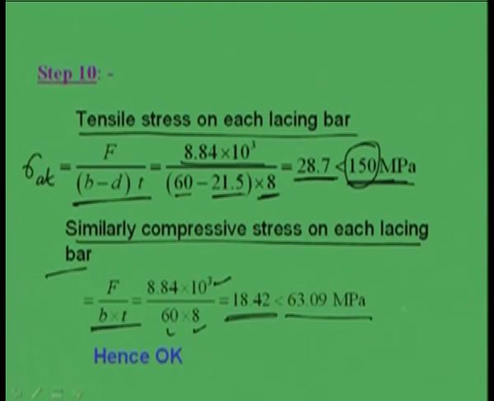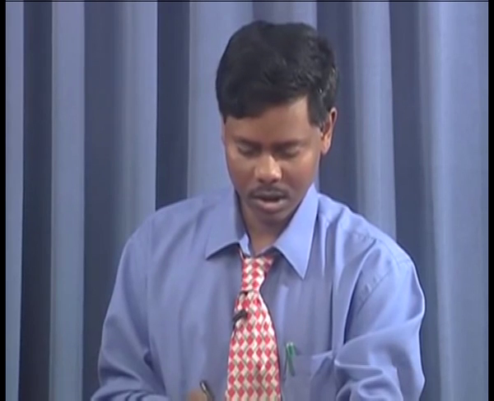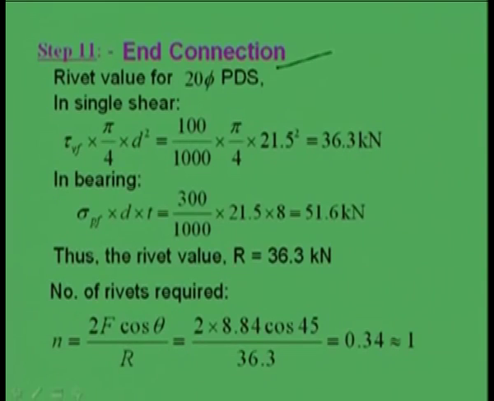Okay. So, the calculated thickness and width of the lacing bar for the double lacing system is quite okay to carry that much load, right. Next is the end connection, the final step, the last step. So, what will we do?